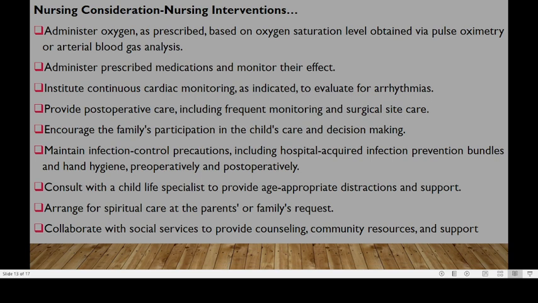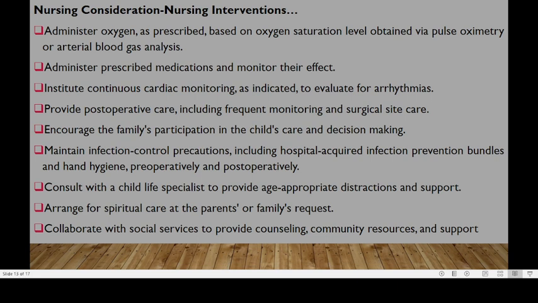You also have to administer oxygen as prescribed, based on the oxygen saturation level obtained via pulse oximetry or arterial blood gas analysis. Administer prescribed medications and monitor their effect, like morphine, Lasix or digoxin. Institute continuous cardiac monitoring as indicated to evaluate for arrhythmias, and provide postoperative care including frequent monitoring and surgical site care.